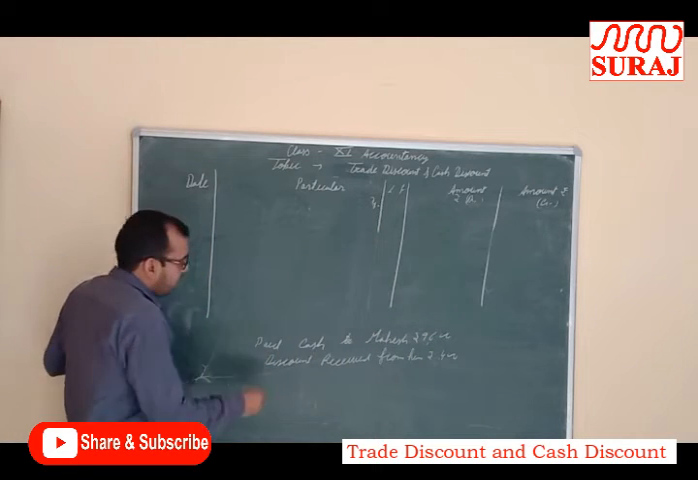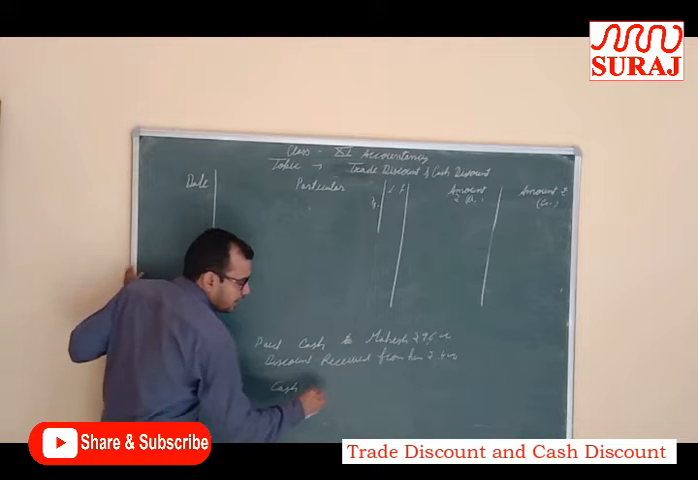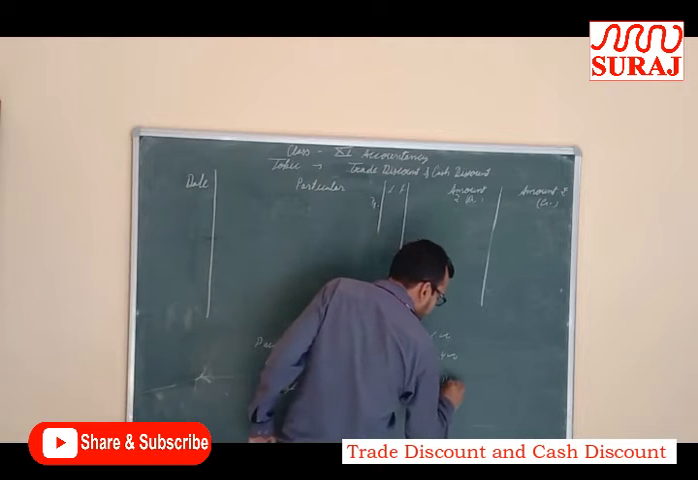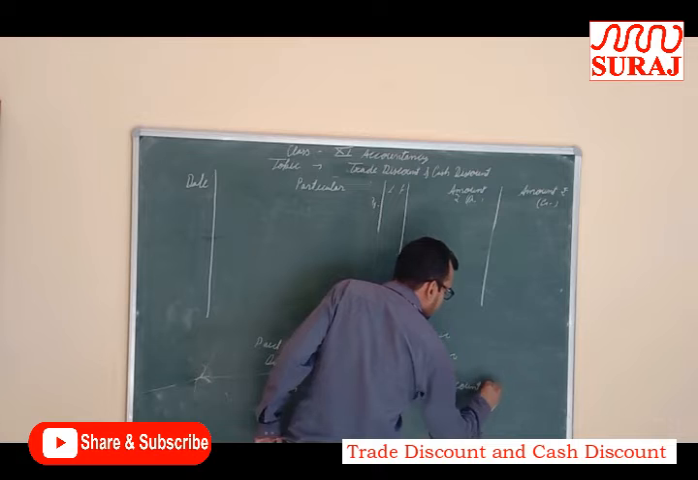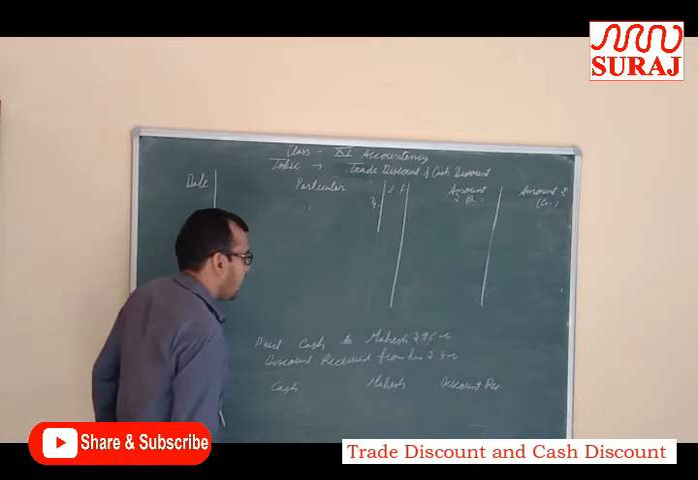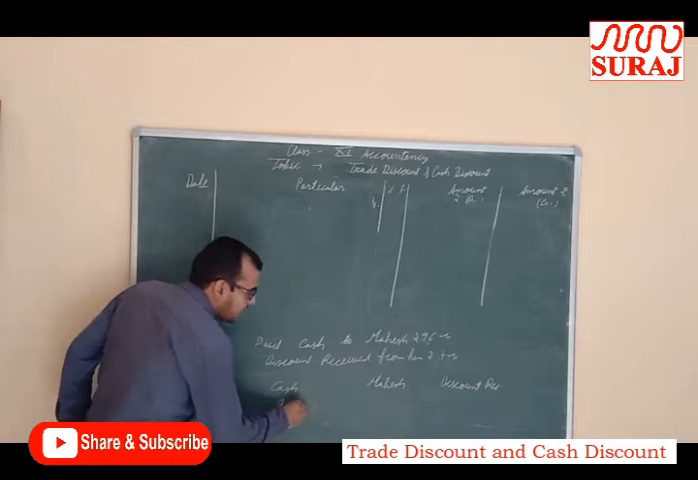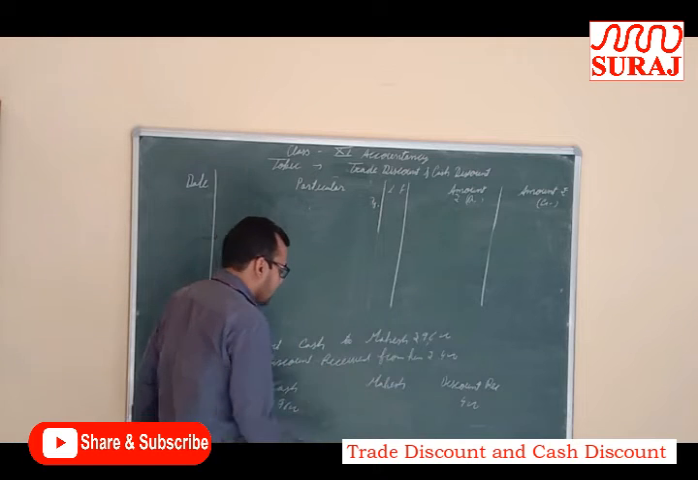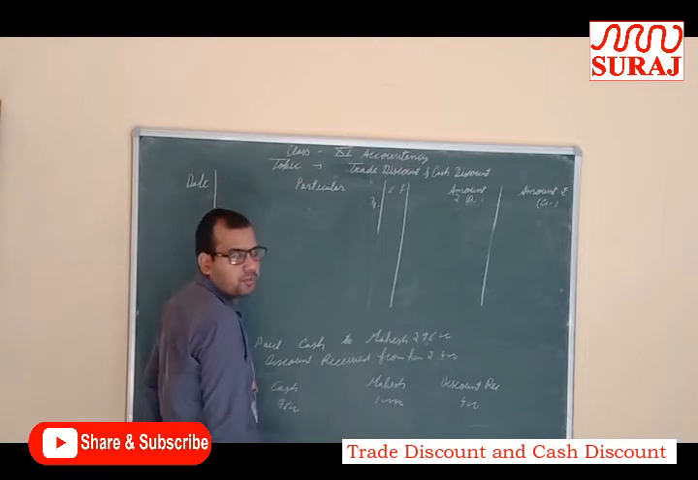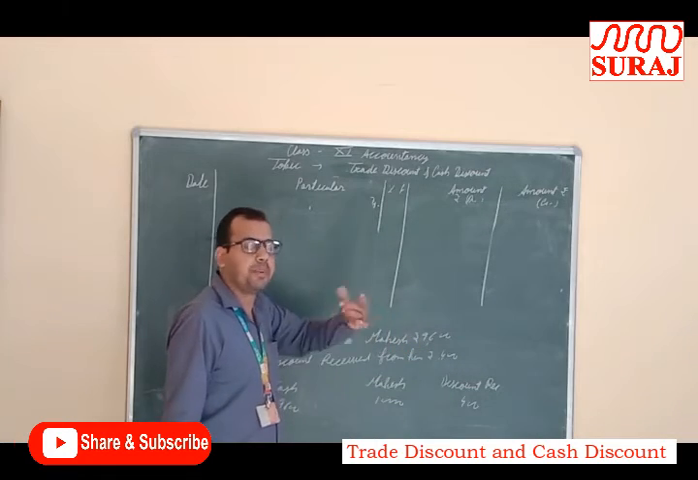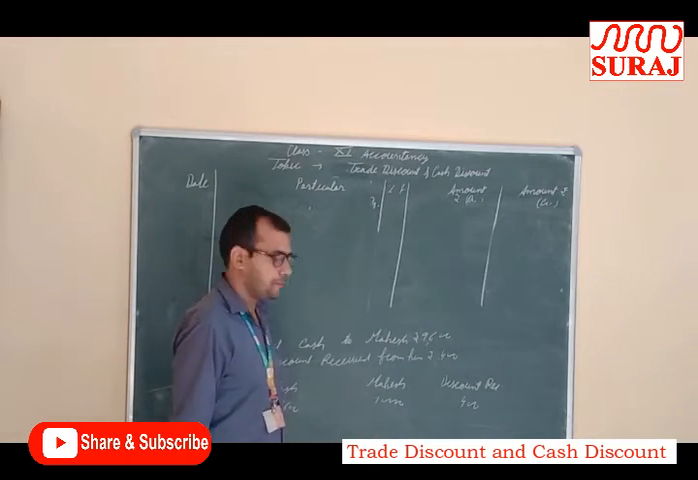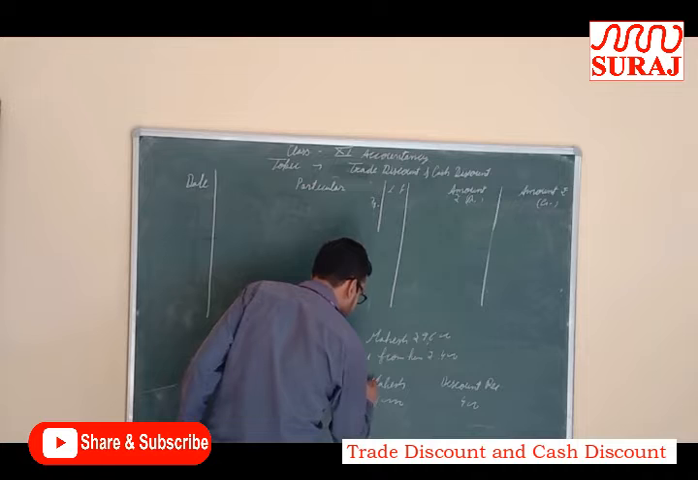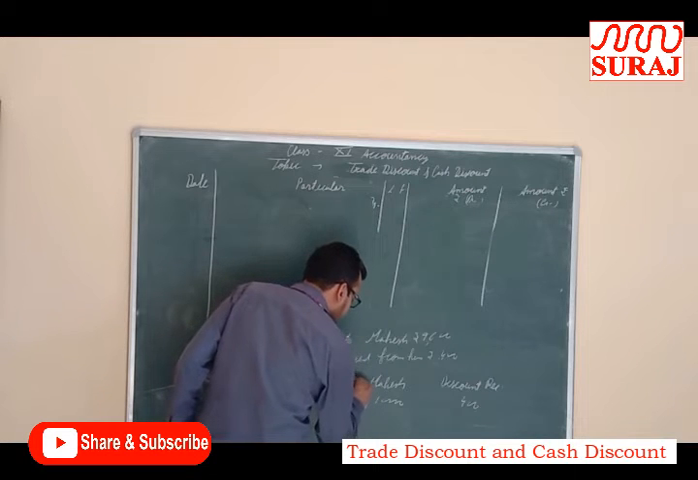Paid cash to Mahesh. Your entry will be passed from Cash, Mahesh and Discount received. Cash paid 9,600, discount received 400, then Mahesh will be the giver for 10,000. Discount received means less payment than the due amount, and the due amount is 10,000. Cash is real, Mahesh is personal, discount is nominal.